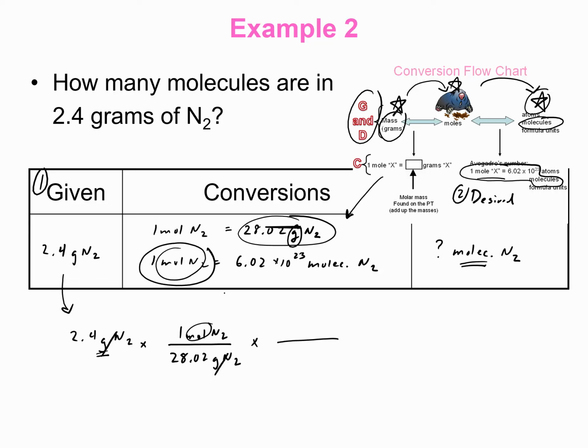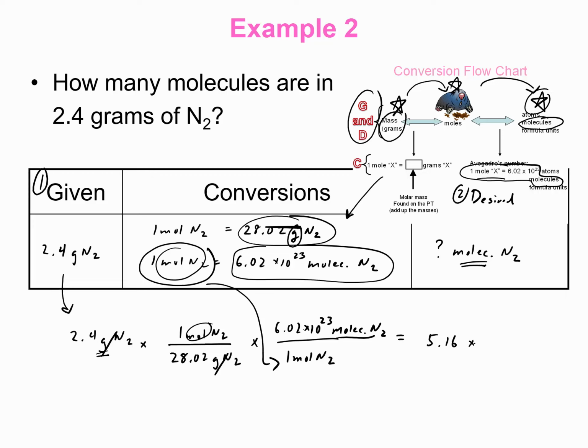So I'm going to write this term down. Looks like it's pointing to the numerator, so I want to write here in the denominator, 1 mole of N2. And the other half of the term goes up here, 6.02 times 10 to the 23rd molecules. Notice I'm solving for something super small, so I should have a huge number here. So 2.4 times 6.02, and I get 5.16 times 10 to the 22nd molecules of N2 for my answer.